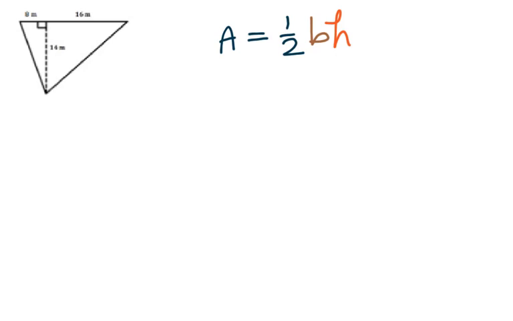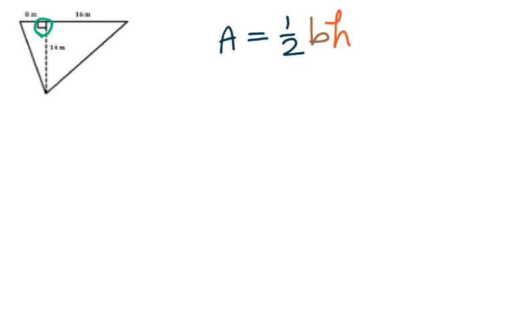We want to find the area of this triangle, and the formula for finding area of a triangle is area equals 1/2 times the base times the height. So let's begin by identifying the base and the height. We need to find the 90-degree angle. Where we find the 90 is where we find the base and the height, where they come together.